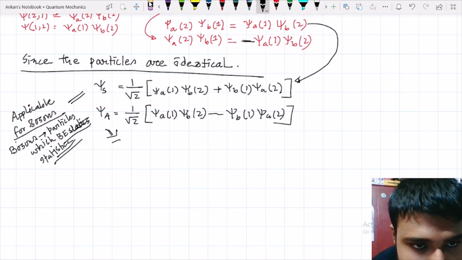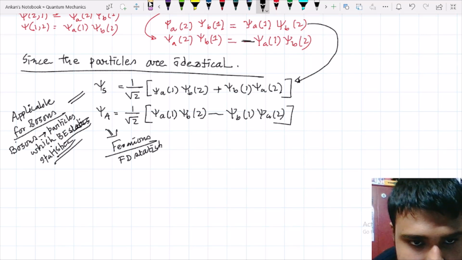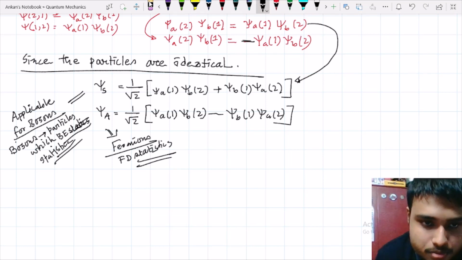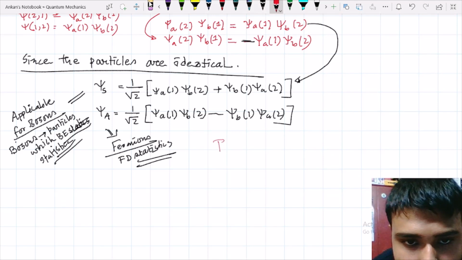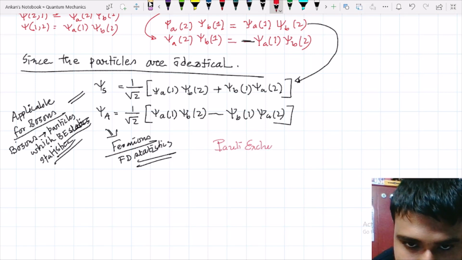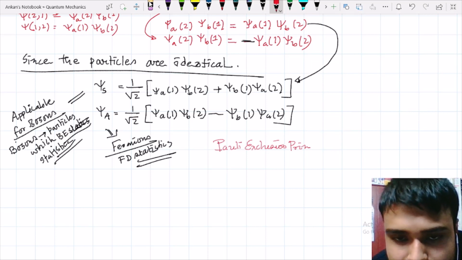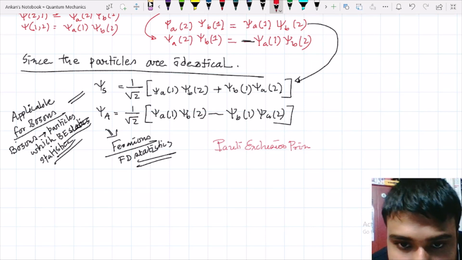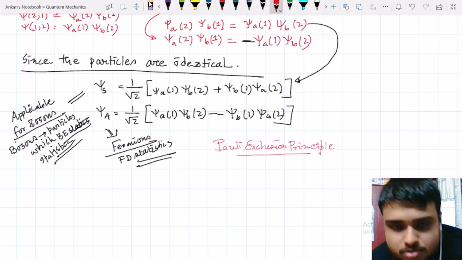And the antisymmetric one is applicable for fermions, that is, the particles which follow FD statistics. Now, why does this classification arise? I will return to statistics later. For this, you have to know the Pauli exclusion principle. You have already learned it in your class 12 or plus 2 course, but here we will also discuss the Pauli exclusion principle.